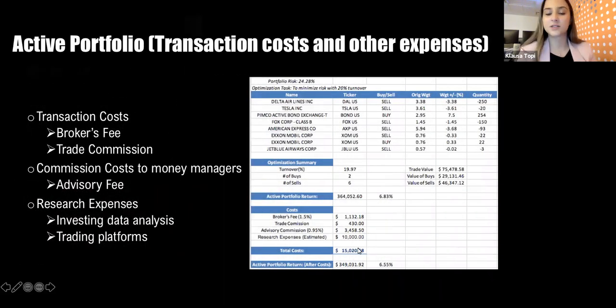Here are the costs that are relevant to this investing. I included the broker's fees as 1.5%. I've included trade commission. I've included the advisor commission around 0.95% and research expenses, which I gave an estimate of $10,000, but it could also be more. And after these costs are calculated, we end up with the new return of the active portfolio.